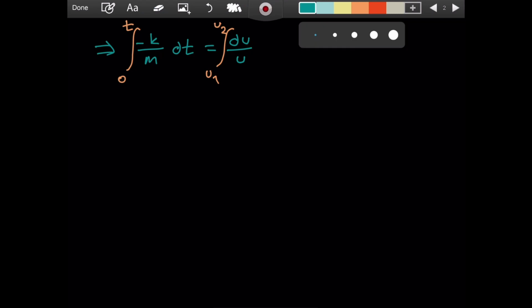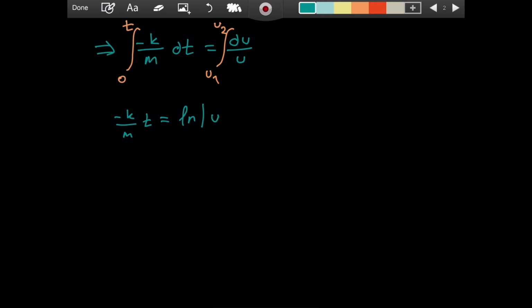So on the left, we will basically have, since negative k divided by m is a constant, the integral of dt from 0 to t will give us t, which means we will have negative k over m times t is equal to, what is the integral of du by u? It is ln absolute value of u. And we will have the boundaries u2 and u1. You can see that this is correct because if you take the derivative of ln x, you get 1 over x. Alright? And the absolute value simply means that the argument can't be negative. Ln is not defined for numbers that are less than 0. And it isn't even defined for 0 as well.